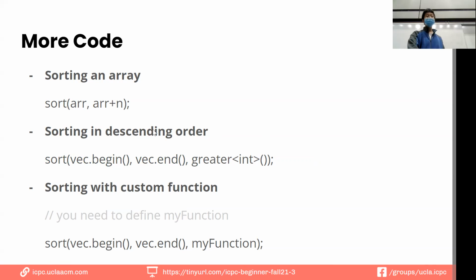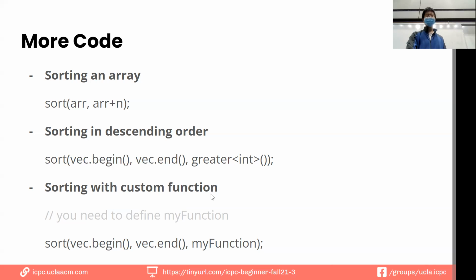And then if you want to sort an array or a vector in descending order, you could pass in a 3rd parameter. For the third parameter, you should pass in greater<int>(). Again, this is just a funky syntax of C++. If you want to know more about it, you could search it up on Google, but I don't know the nitty-gritty of this syntax yet.